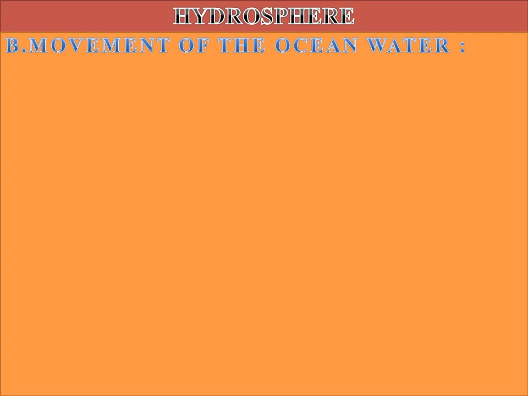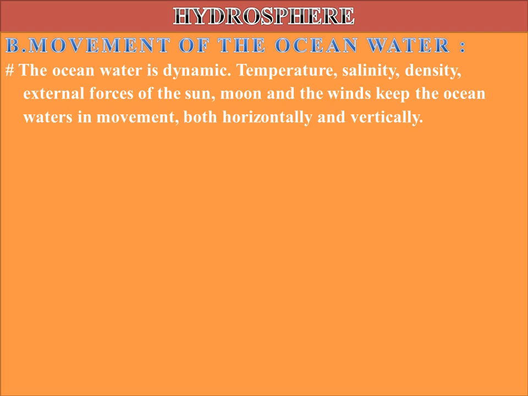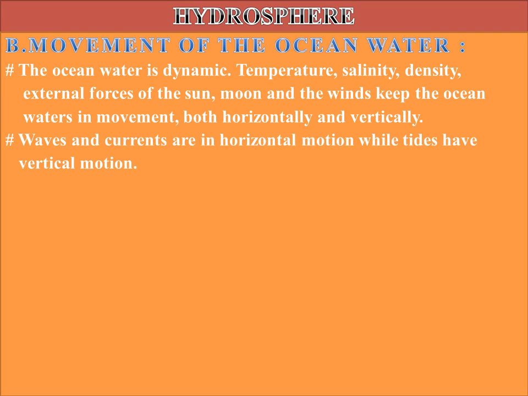The ocean water is dynamic. Temperature, salinity, density, and external forces of the sun, moon and the winds keep the ocean water in movement, both horizontally and vertically. Waves and currents are the horizontal motion, while tides have vertical motion. Now we are going to learn about the waves subheading. Of all the movements of the ocean, sea waves are considered to be the strongest.